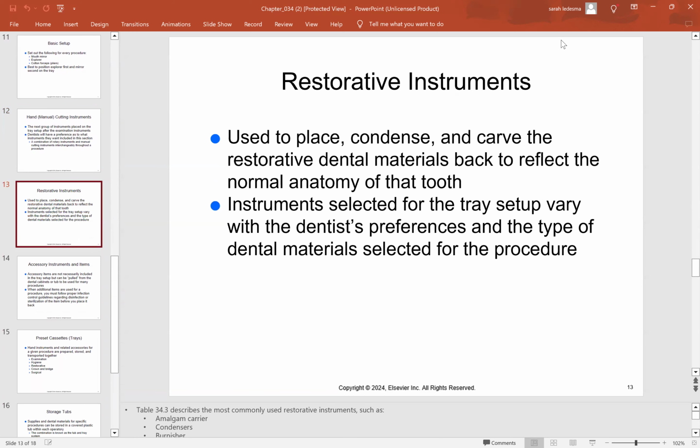Following would be our restorative instruments. These are used to place, condense, and carve the restorative dental materials back to reflect the normal anatomy of the tooth. Instruments selected for the tray setup vary with the dentist's preferences and types of dental materials selected for the procedure.